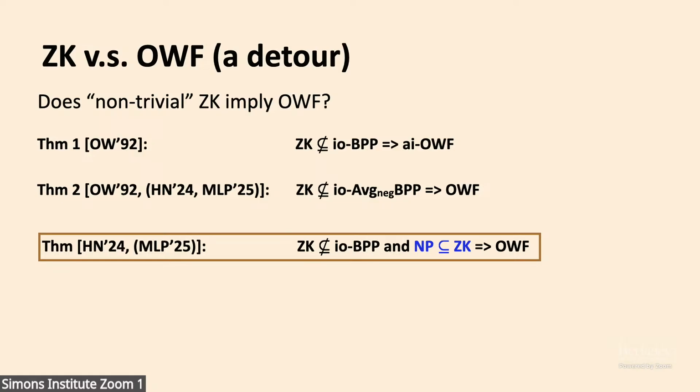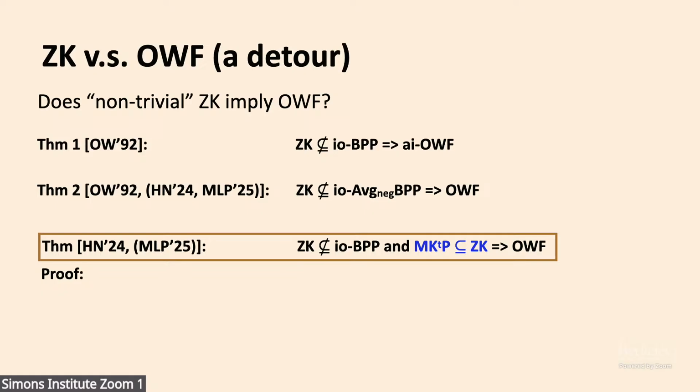If you look at it in the right way, this whole thing is going to be very simple, and it's going to give you a stronger result. In fact, it will suffice that not only do you have zero knowledge for all of NP, it's enough that you have zero knowledge for MKTP. So if you have zero knowledge for MKTP, which is inside NP, then worst case hardness of zero knowledge implies one-way functions.